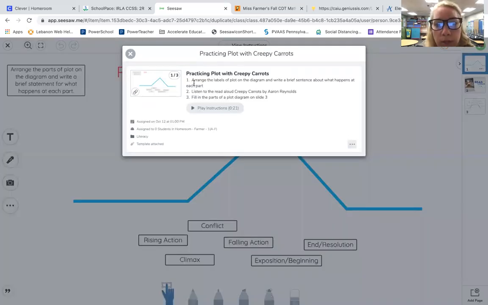This is our language arts lesson for the day. We're going to review the instructions again to make sure we don't miss anything. It says, arrange the labels on the plot diagram with a brief sentence about what happens at each part. So you already had this diagram. We're rearranging it again to make sure that they're all in the right spot, and we're adding a sentence to explain what happens in each part. Then we're going to listen to the read aloud Creepy Carrots by Aaron Reynolds, and you're going to fill in the diagram. We're going to do all of this together if you're paying attention. If you're not paying attention, it's going to be harder.